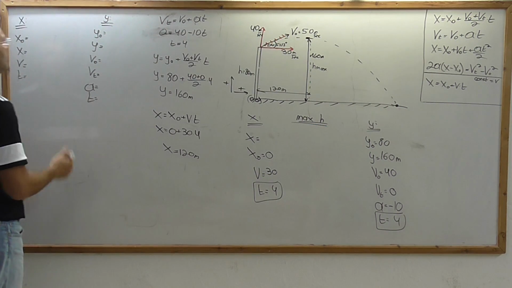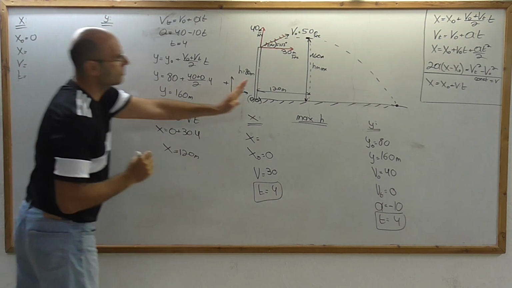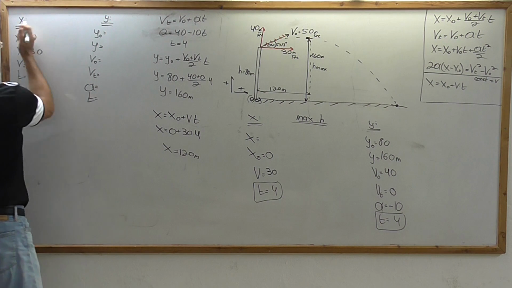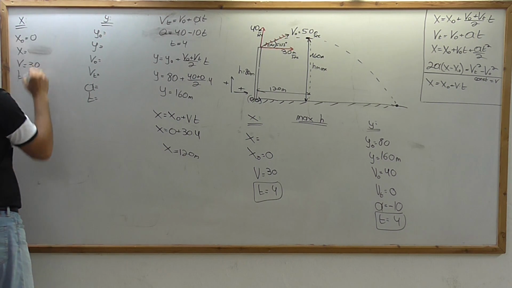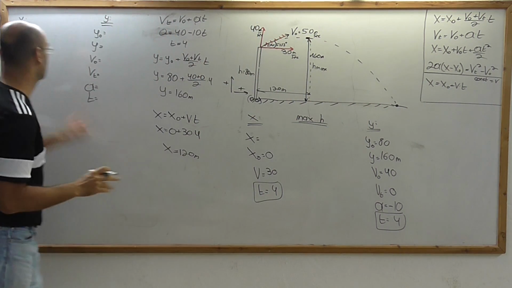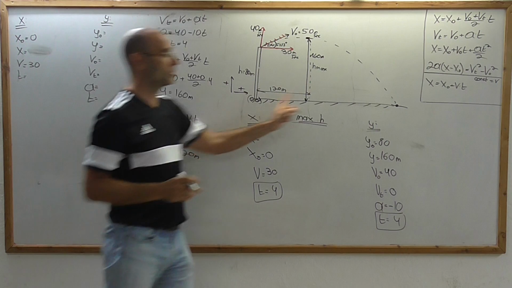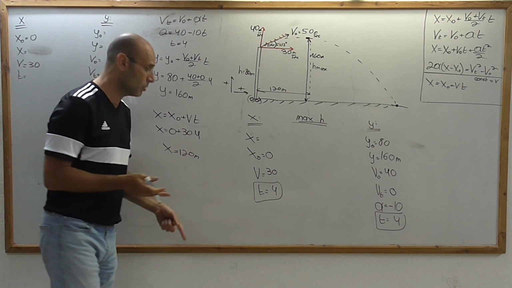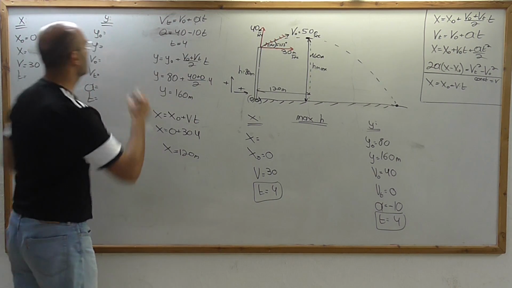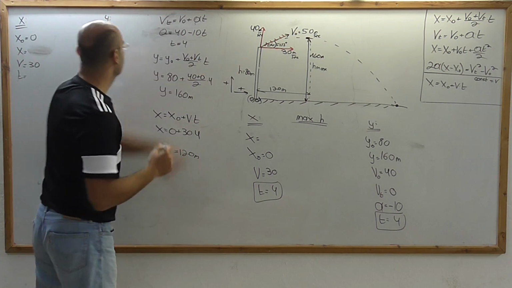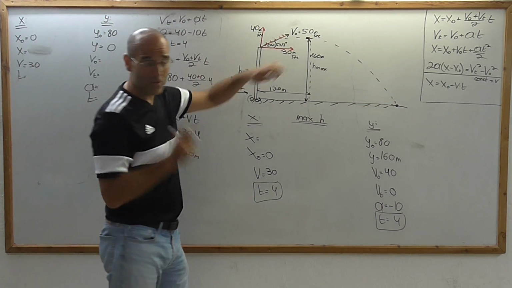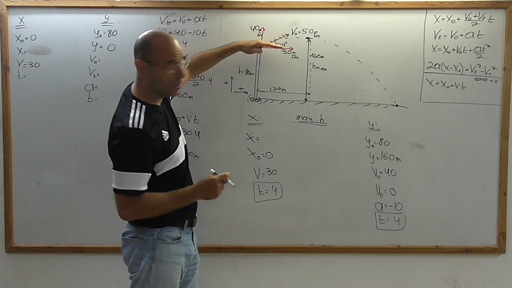So let's start again. x0 is 0, it started from here. Velocity is 30. The range I don't know. I do know it's more than 120, but I don't know. The time, obviously I don't know from here to there, but obviously it will be more than 4 seconds. Okay, why? It started with 80. It will finish with 0.